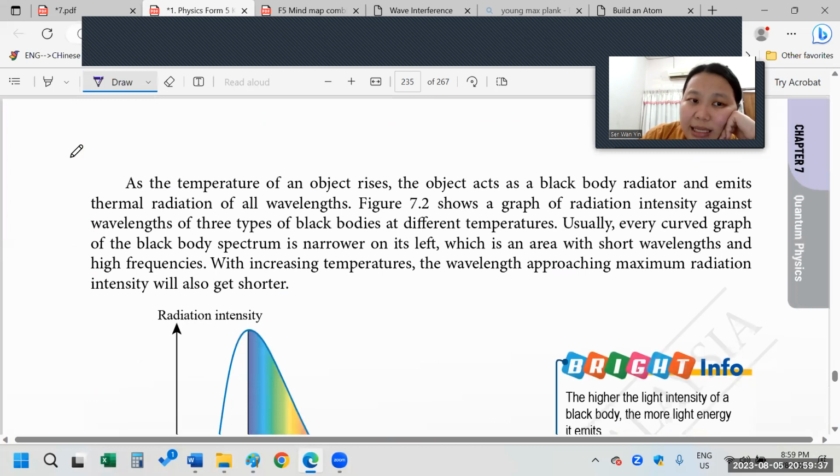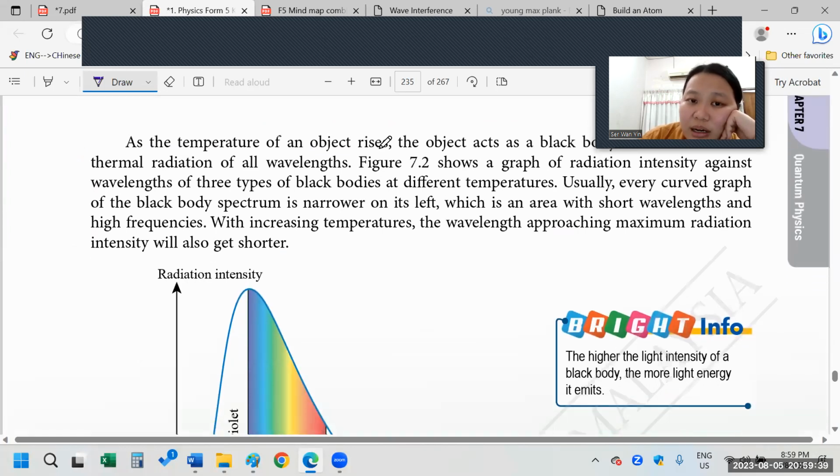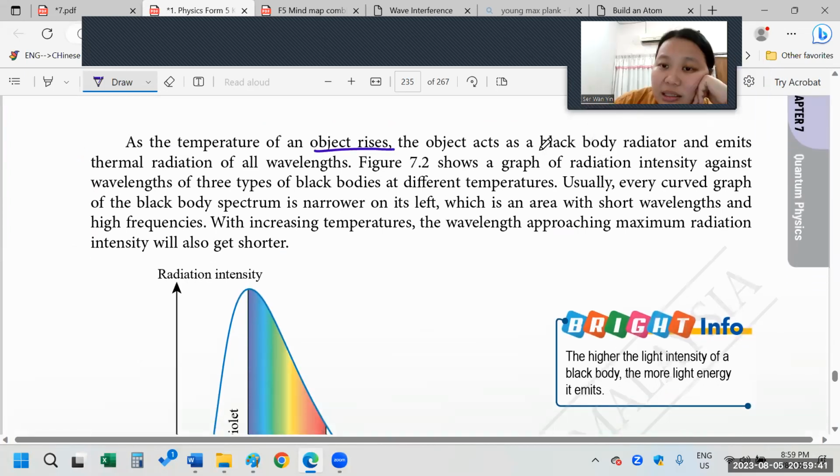Okay, so as the temperature of an object rises, the object acts as a black body and radiates, meaning it emits thermal radiation of all wavelengths. Figure 7.2 shows the graph of radiation intensity against wavelength of three types of black body at different temperatures.